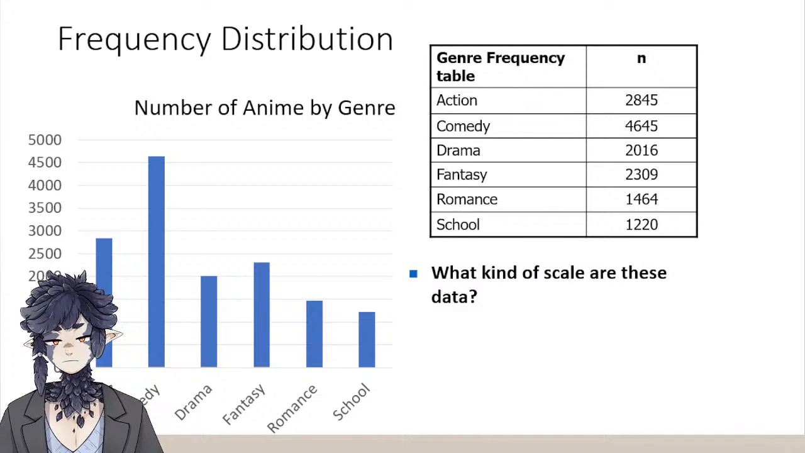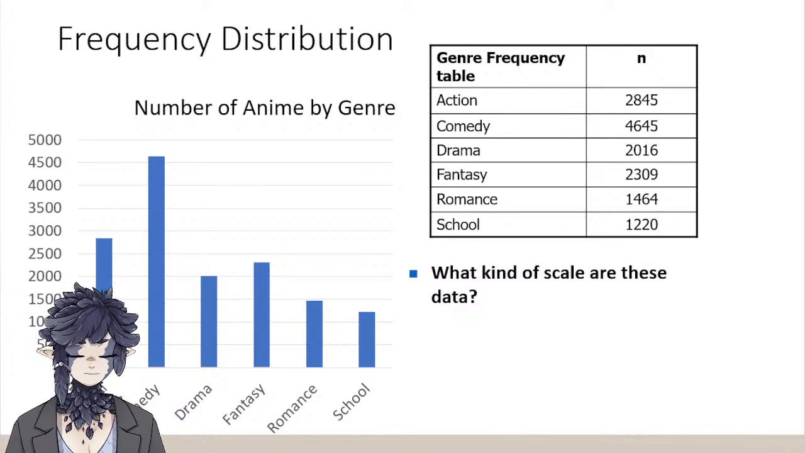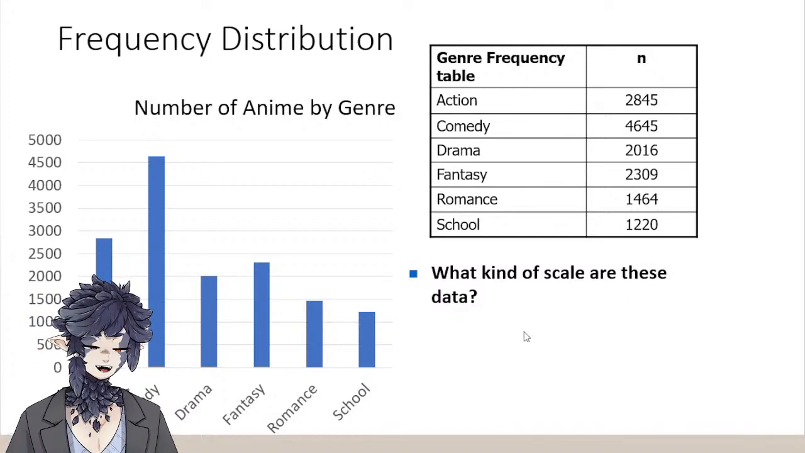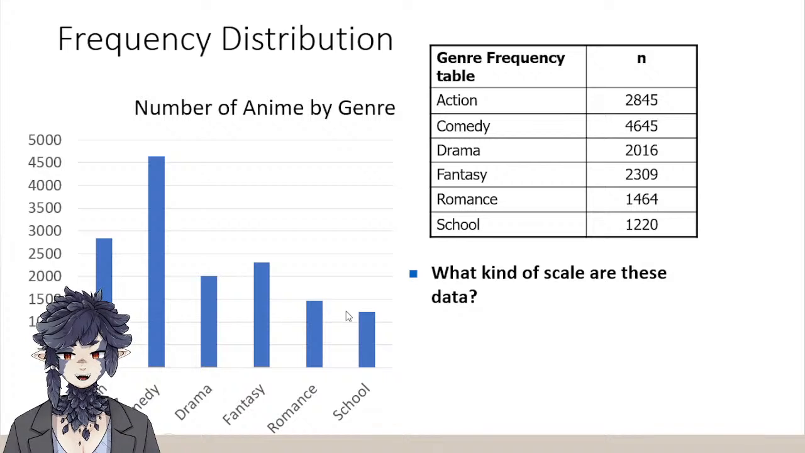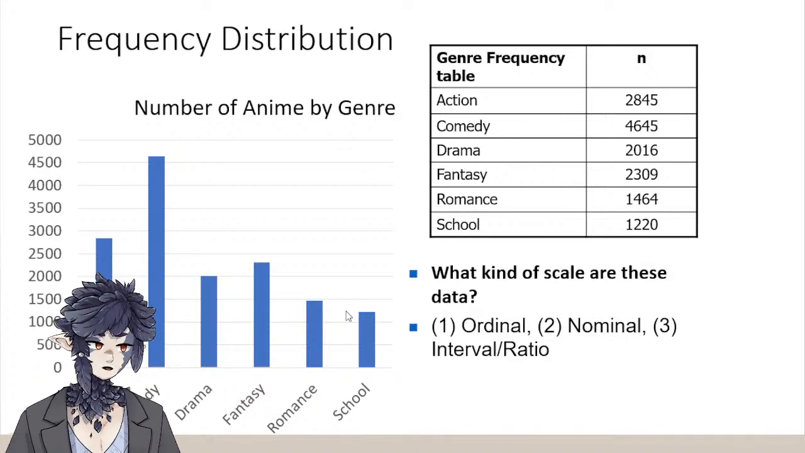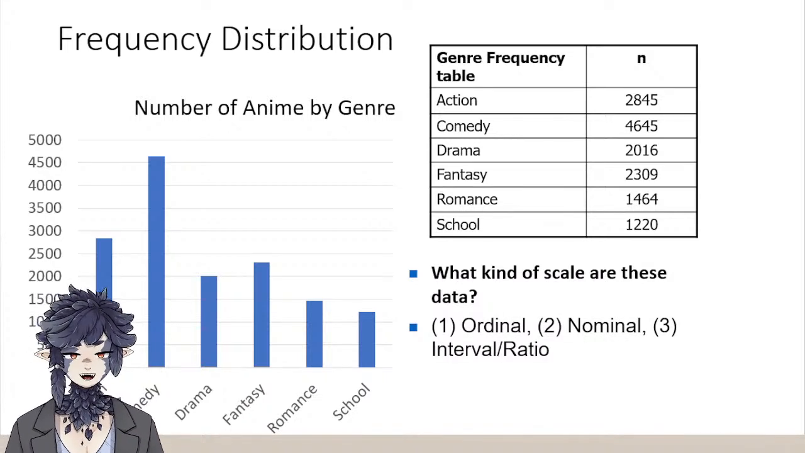Now, another bit of review from last class. What scale are these data on? Nominal, ordinal, or an interval or ratio scale?